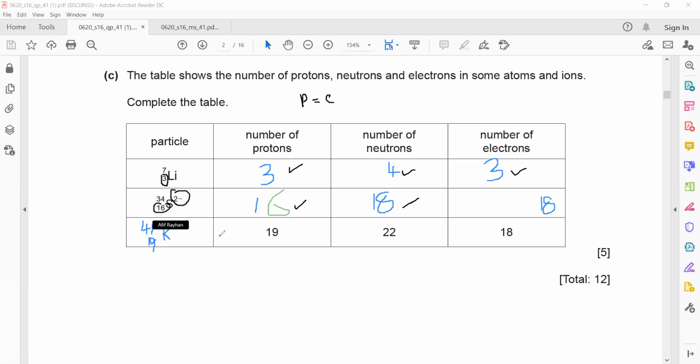And when you complete for potassium, atomic number 19, so it's 19. And you can use the periodic table, it's potassium. What about the mass number? 19 plus 22 makes 41. And is there a charge? How do you identify? Electrons are 18, but protons are 19, so extra protons, so it should be a plus 1 charge. Is it clear?